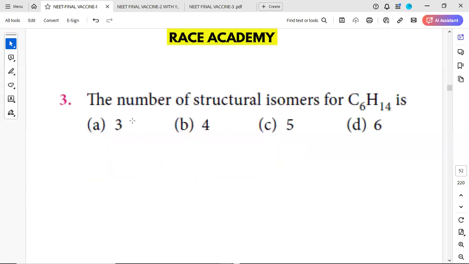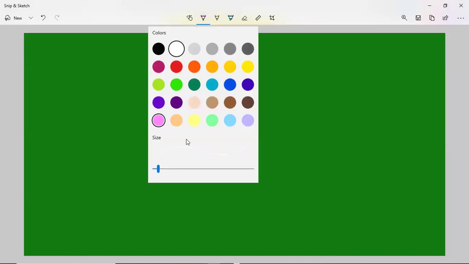Let's move to the next question. The number of structural isomers of C6H14 is, the number of structural isomers of C6H14 is. What is actually C6H14 is nothing but alkane hexane. Alkane hexane. We have the formula they have already given to us, that is C6H14.